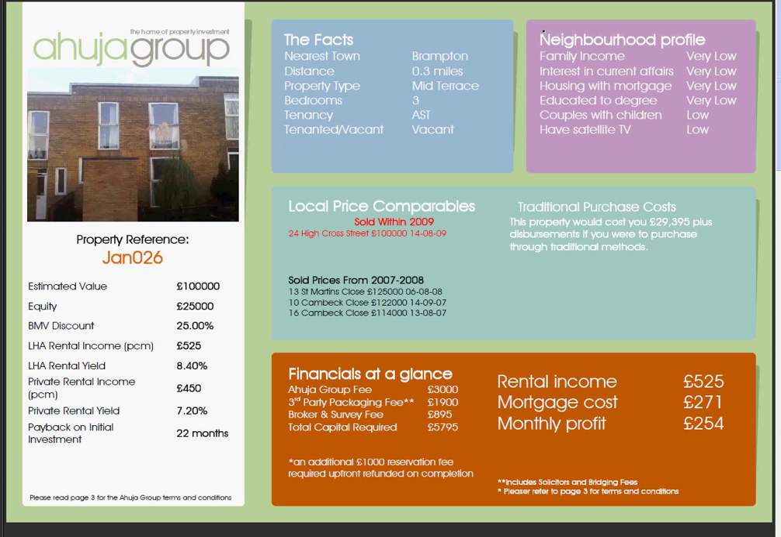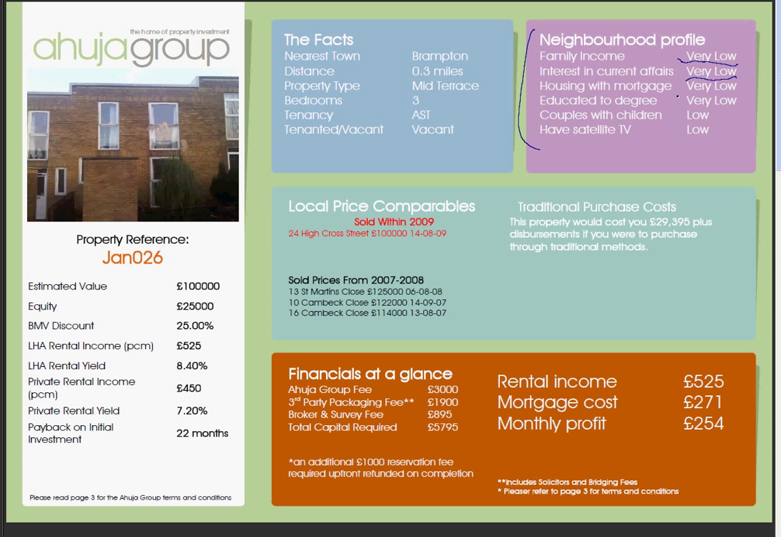Alright, then we've got neighbourhood profile, which is really, we get this data from various sources to find out what sort of area the property is located in. And in this one you can see that actually people's mean income in that area is very low, so it's quite a poor area. The interest in current affairs, very low, so they're probably going to like their Jeremy Kyle.